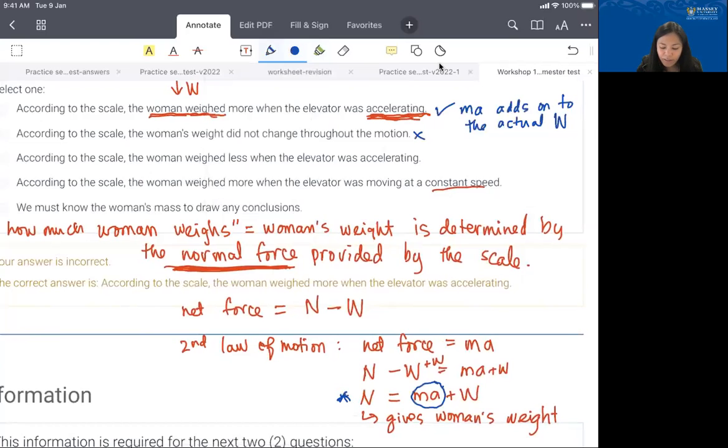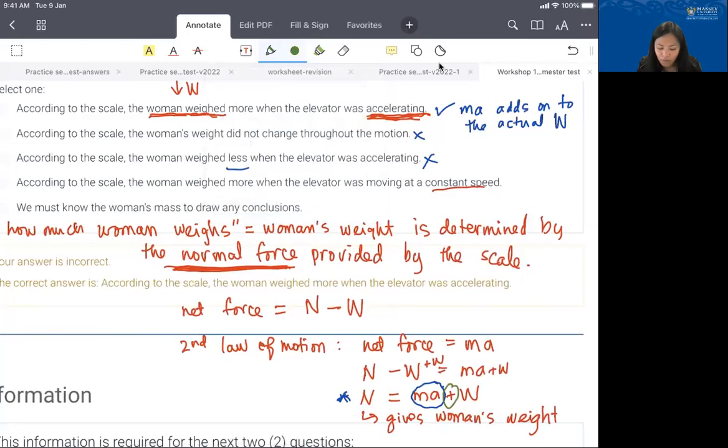The third statement, the woman weighed less when the elevator was accelerating, that will also be wrong, because as we can see, there is this plus sign. So it should be adding on. Mass times acceleration should be adding on to the actual weight that you calculate from mass times gravitational acceleration.